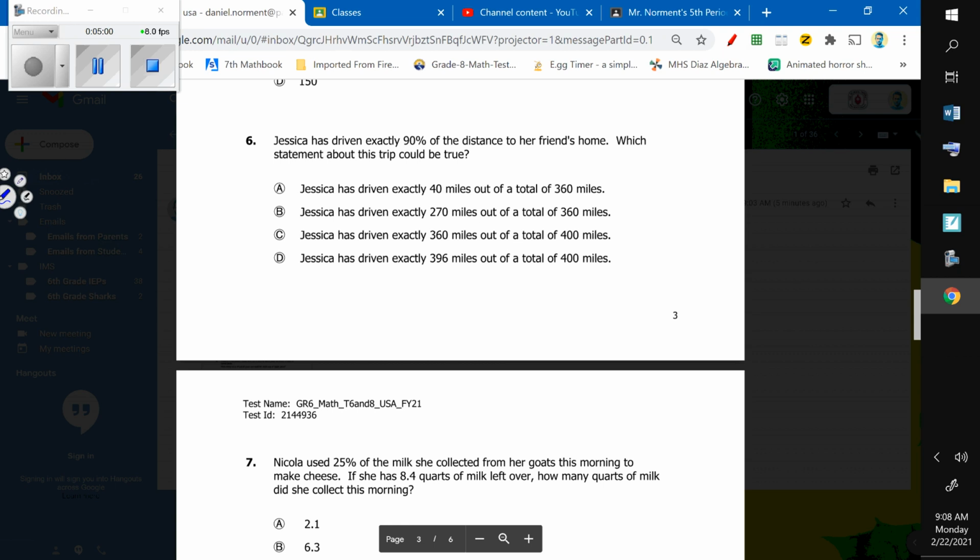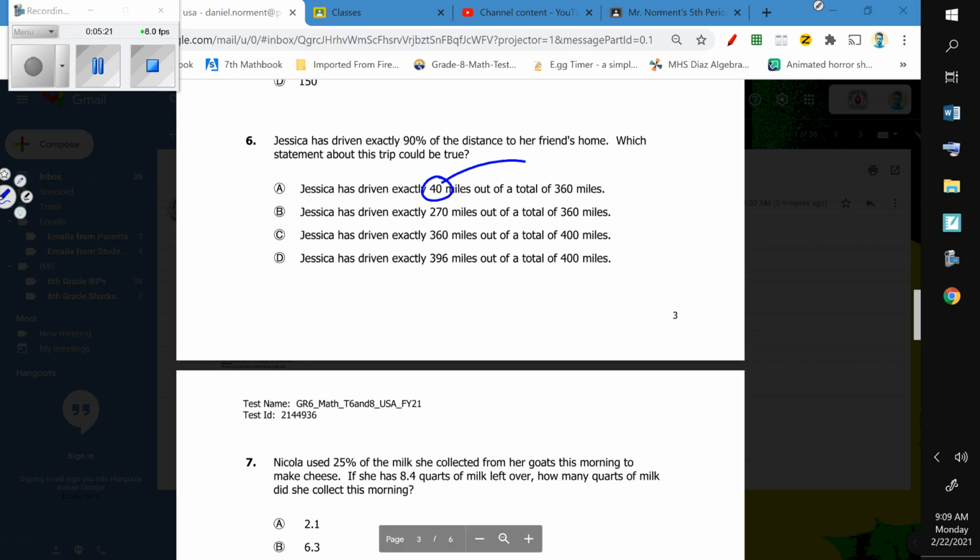Number 6. 90% of the distance to her friend's home. Yeah, so you just got to understand which one of these is 90% of the other. For example, those 40 miles, is that 90% of 360? Definitely not. Because 90% is really close to 100%. 100% of 360 is all of 360. So 90% is going to be really close to 360 miles. So, but you can do it this way.